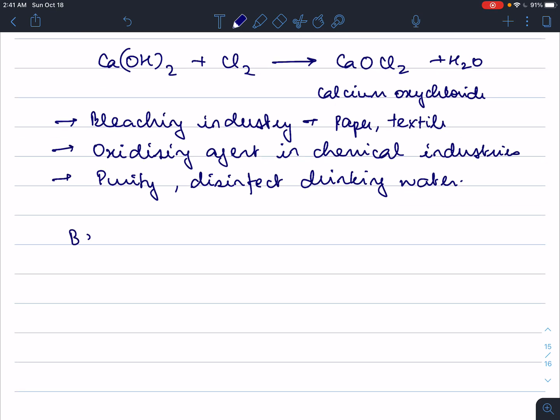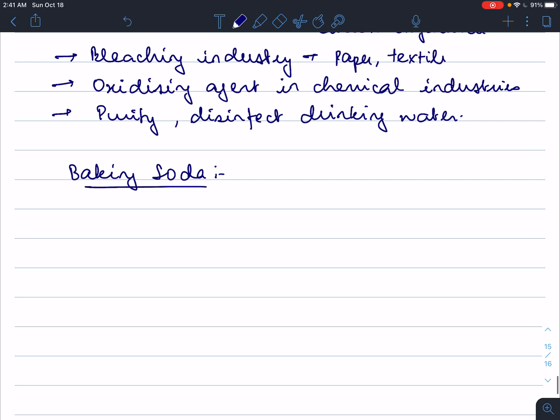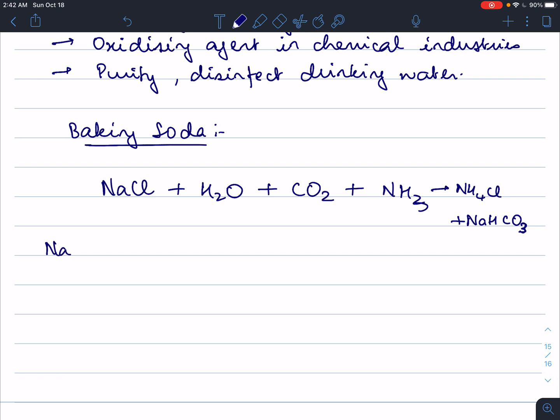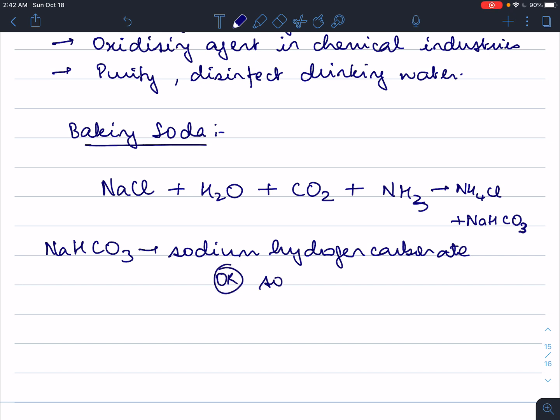You can get baking soda. Now baking soda is formed when you take sodium chloride, you mix it with water and you carbonate it, and you use ammonia as well. You get NH4Cl, which is ammonium chloride, plus NaHCO3. Let me just write that in the next line. So NaHCO3 is sodium hydrogen carbonate, also known as sodium bicarbonate.